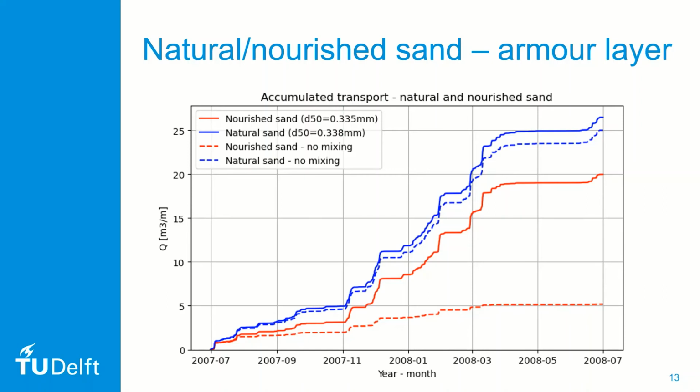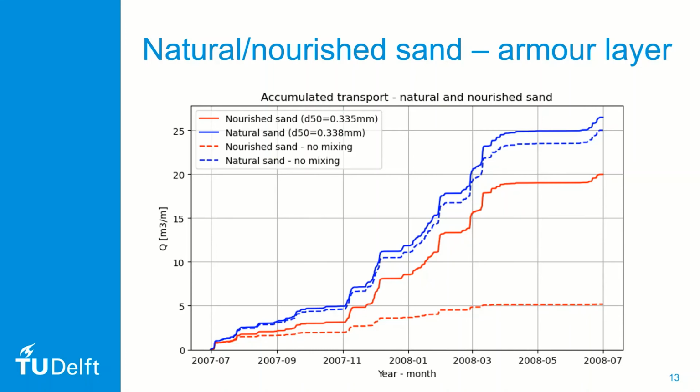The dashed lines show the importance of hydraulic mixing. In those simulations, we turned off the hydraulic mixing, and we see that the transport of the nourished sand shows a significant decrease from about 20 to 5 cubic meter per year. And this example illustrates the effect of having, for example, a too high berm, where the armour layers cannot be broken up by hydraulic mixing, because the run-up simply doesn't reach the armour layers.